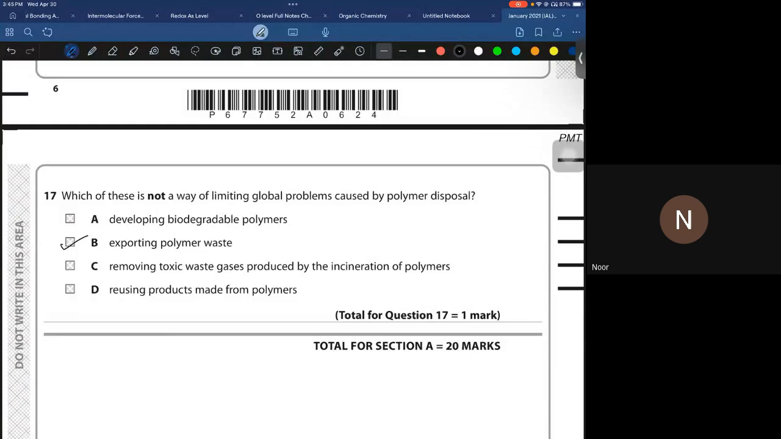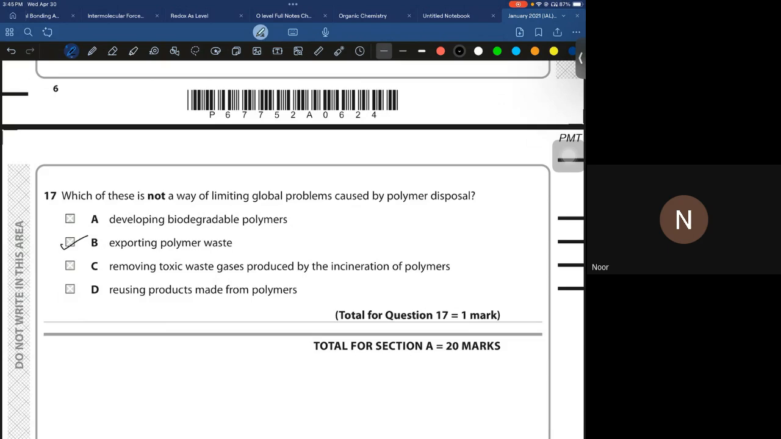And why is C not correct? In C they're saying removing toxic gases produced by the incineration of polymers. Yeah, this is good. Like the gases that they are going to release, removing toxic waste gases produced by the incineration of polymers. So we can remove the toxic gases. We have multiple methods. We would not be having any global problems if you're going to remove some toxic gases.